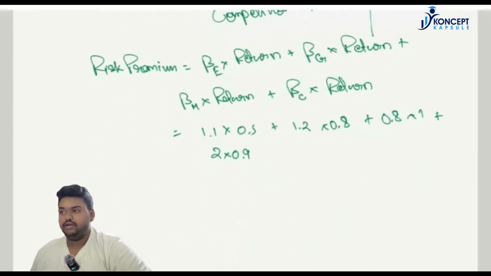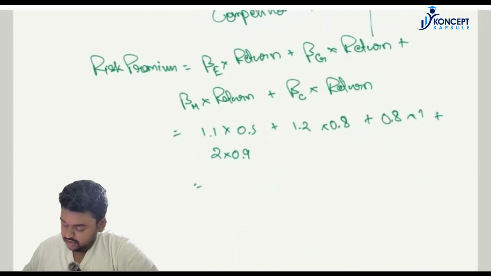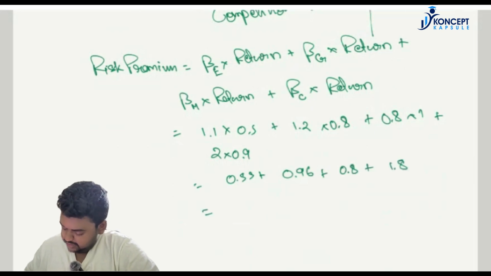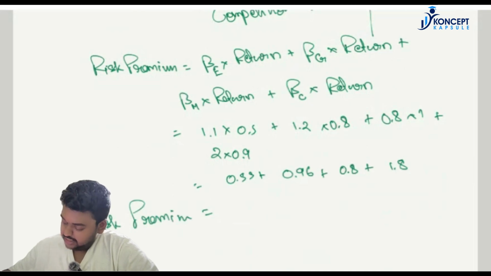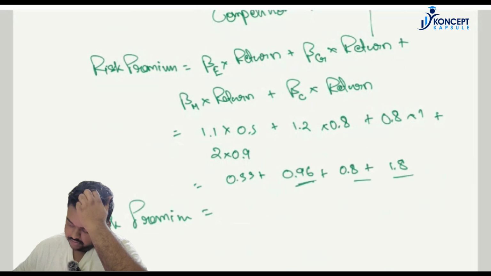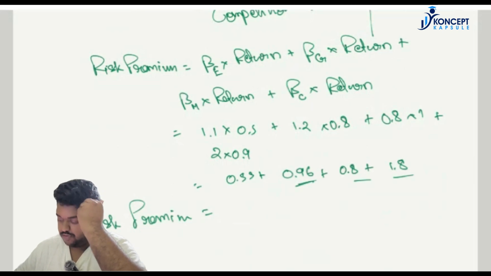Are we getting it? So here we get 0.55 plus 0.96 plus 0.8 plus 1.8. So the risk premium is nothing but 3.56.